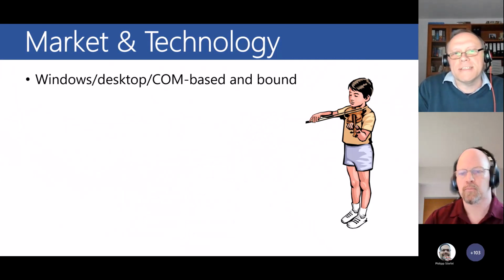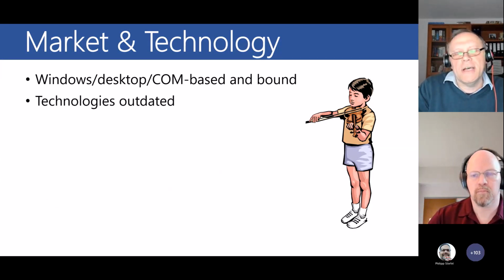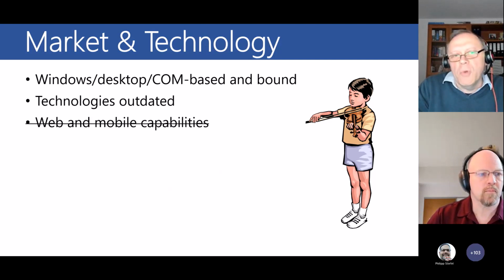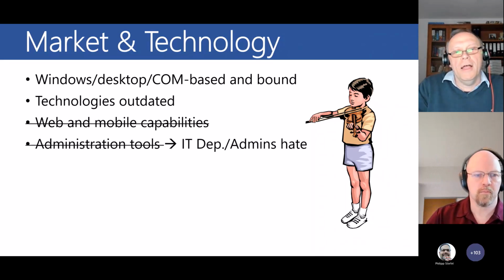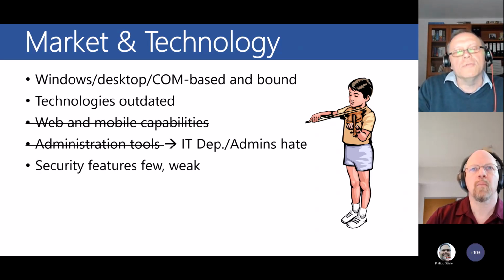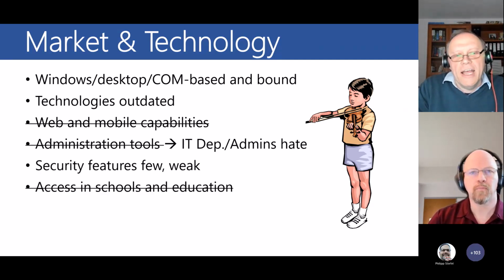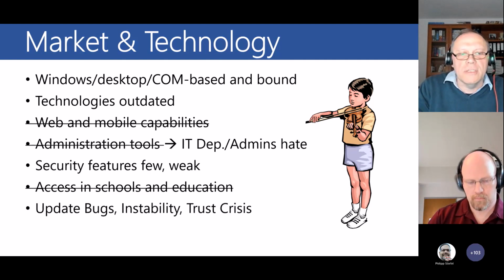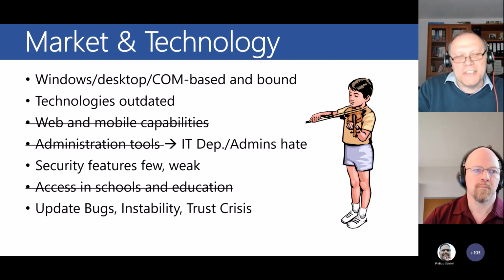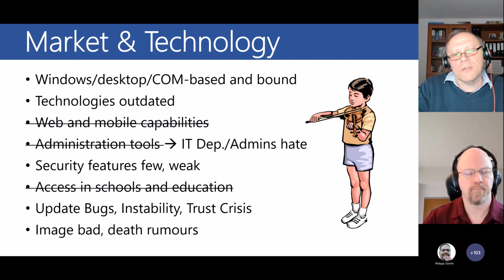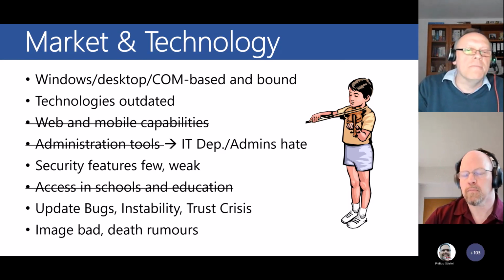We are Windows and desktop and compound. Our technologies are outdated. We don't have web and mobile capabilities. You know, everything, they got it wrong. IT departments hate us because we don't have administration tools, we don't have real security features, and the young people don't see Access in schools or wherever, so we don't get fresh blood into the Access area and development. Instead, we get a lot of update bugs, instability, there's a trust crisis, and for 20 years or so, we have had death rumors and a bad image.